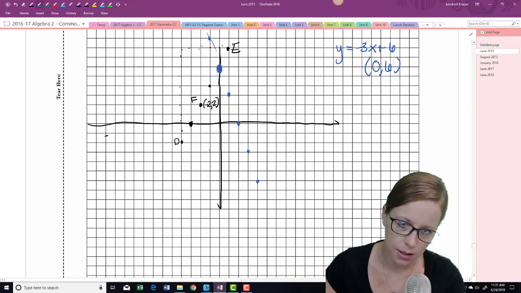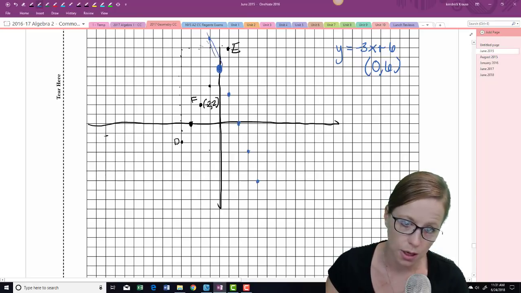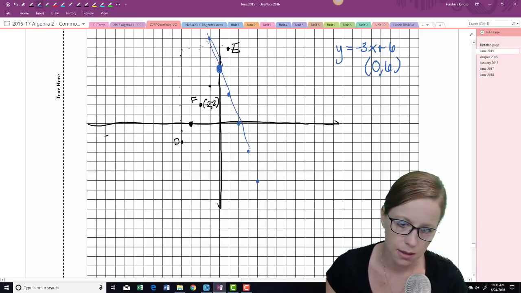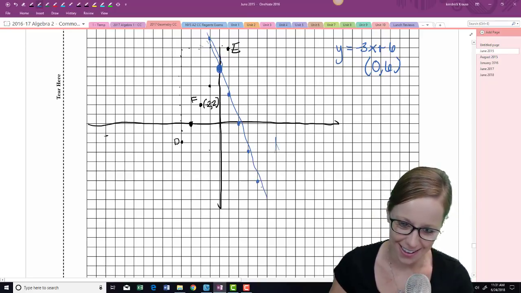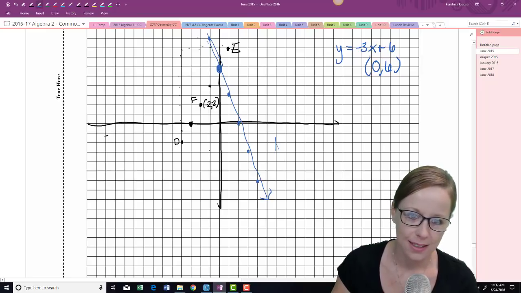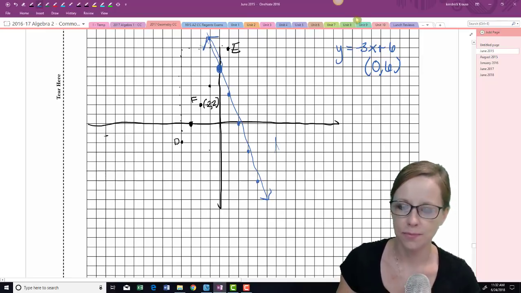And now, you guys, oh my gosh, I am so sorry about this line. Yeah, no, this is not great. Okay, let's just pretend it's good.